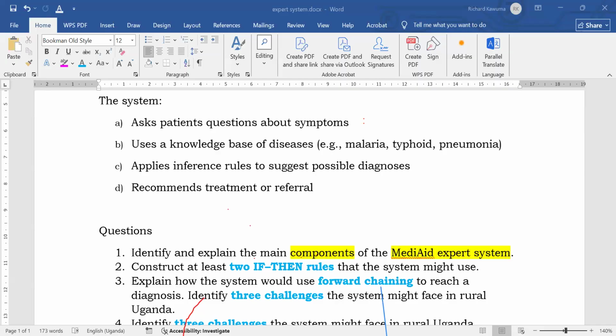Okay. Yes, both of you are correct. Although there is also one element you are leaving out. The one who said the knowledge base is correct, the one who says inference engine is correct, but there's a third one which you are leaving out, that is the user interface.